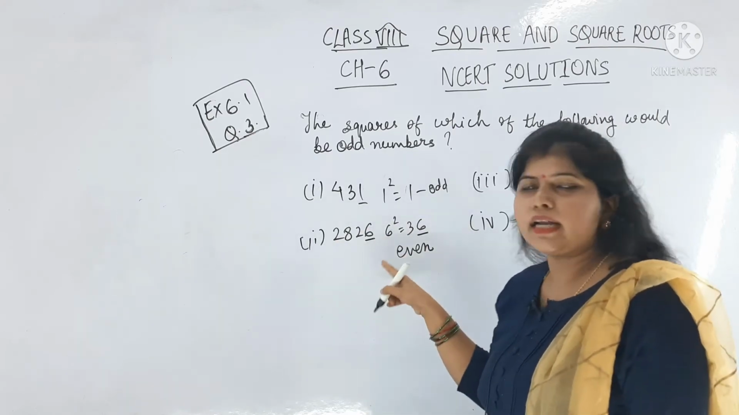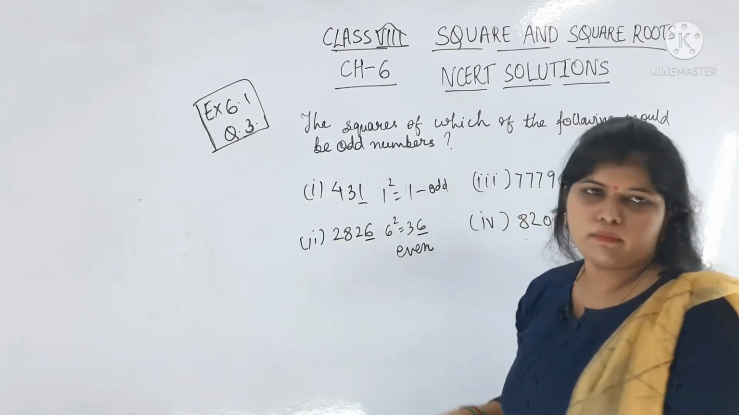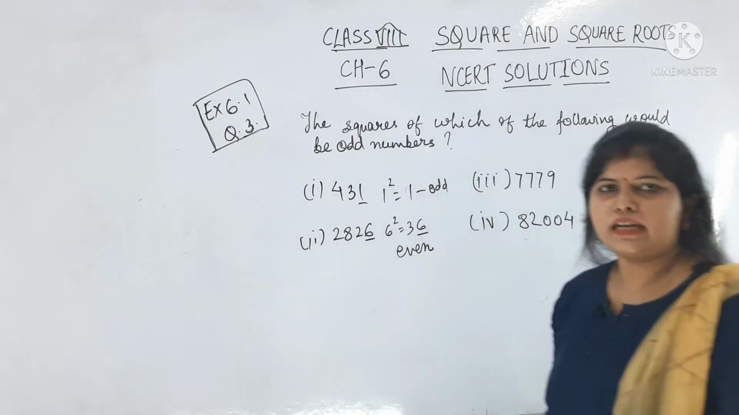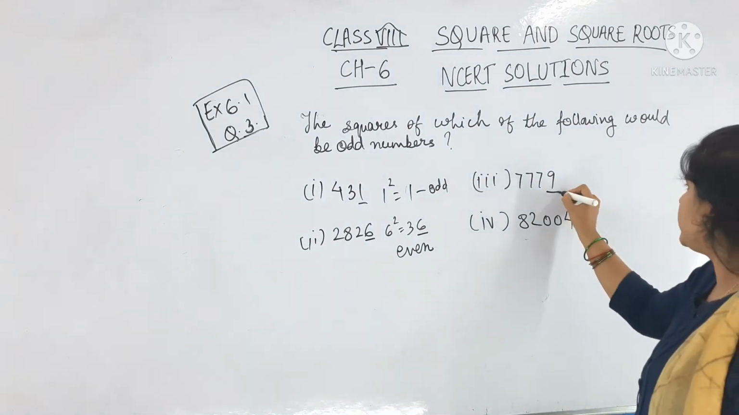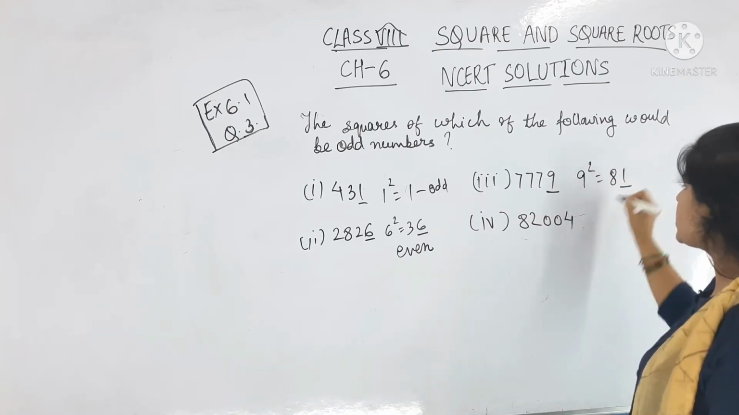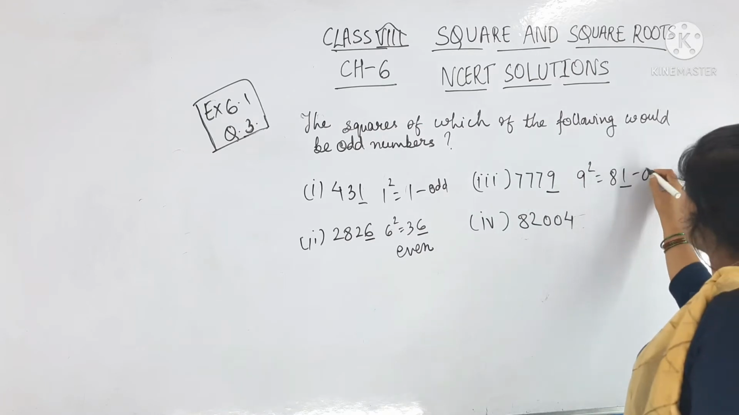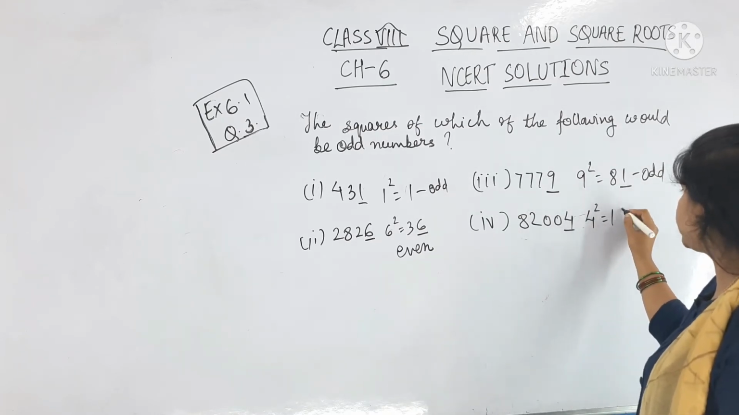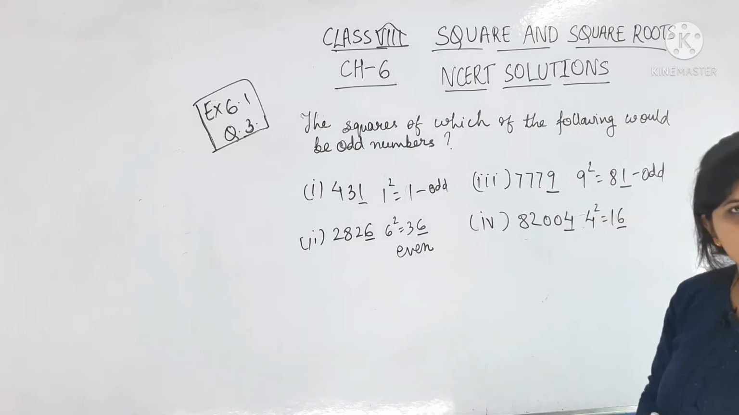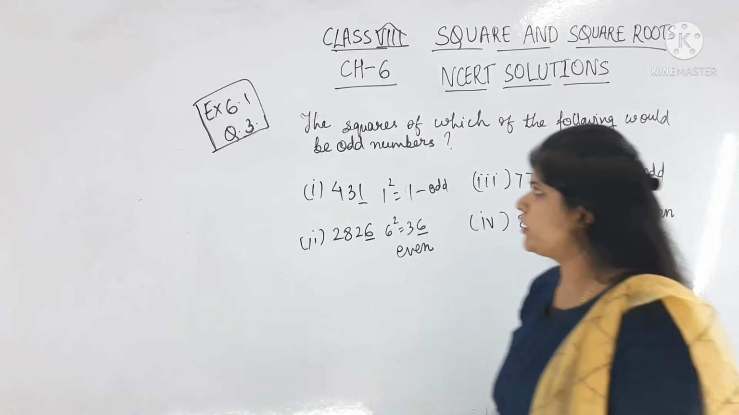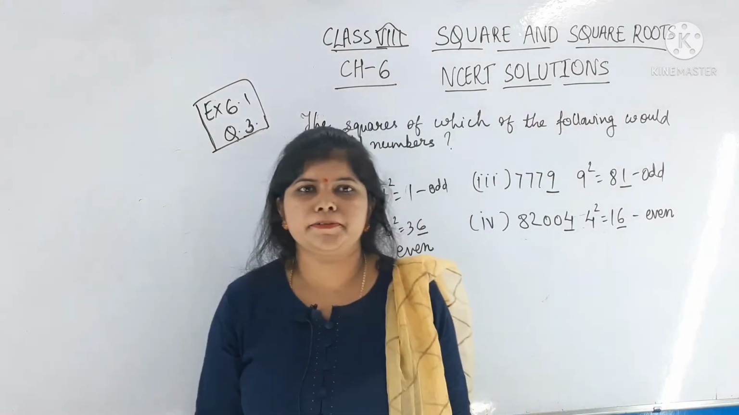So the square of this one is an even number. From the last digit we can see whether it is even or odd. Here it is 9. So 9 square is 81. The last digit is 1, so I am getting an odd number. Here 4. 4 square is 16. So 6 is the last digit, so it is an even number. So that is question number 3.